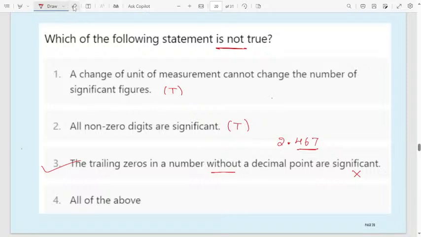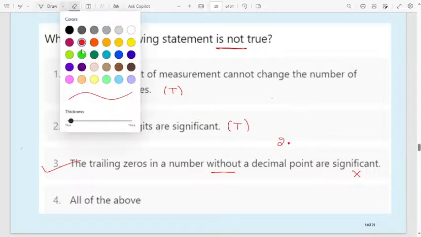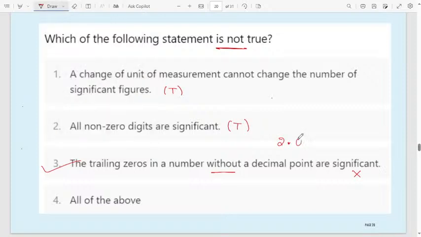I will write the zeros only here, then you can understand. Like 001 I will write here. If you are having a decimal point, like this one also I will make it as a 0. If you are having a decimal point, these zeros we will consider as significant, but here in the statement they are given without a decimal point, then it will become wrong. Then these two statements will be true.